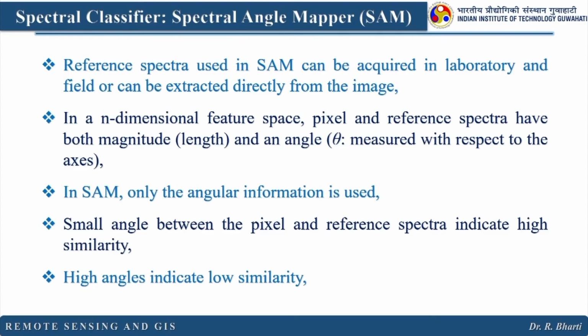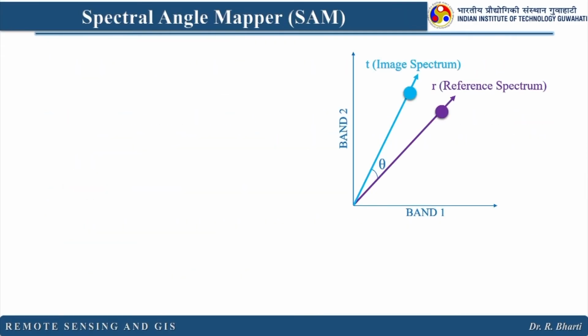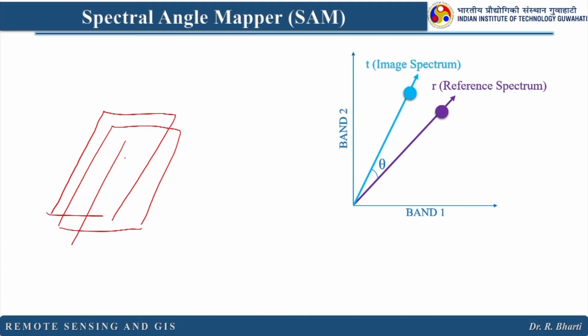That means they are away from each other. If they have a very low angle, that means they will have similar behavior. So here I want to just highlight, if this is the image, and just remember I am talking about this hyperspectral data where this dimension is, let us say, 200 bands.